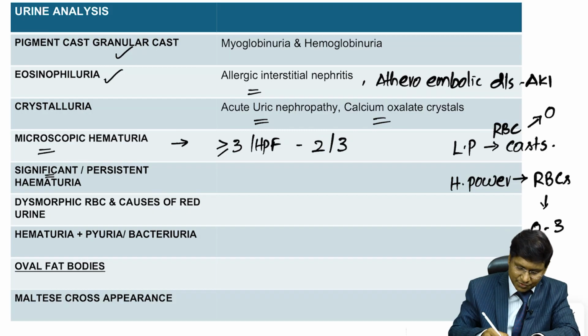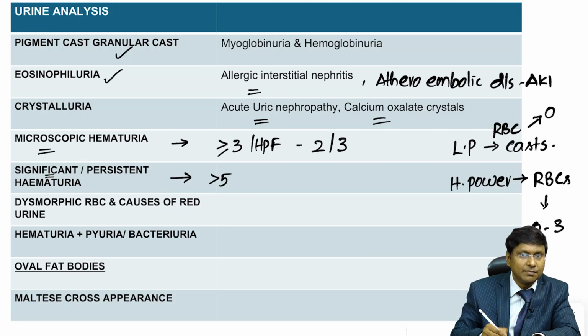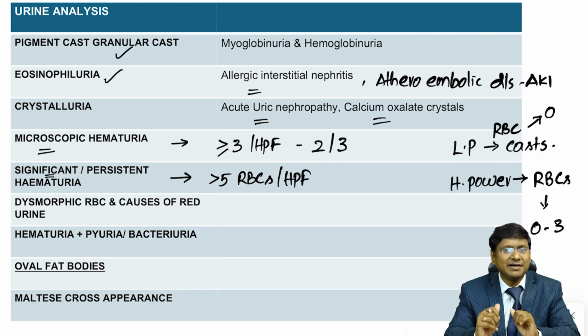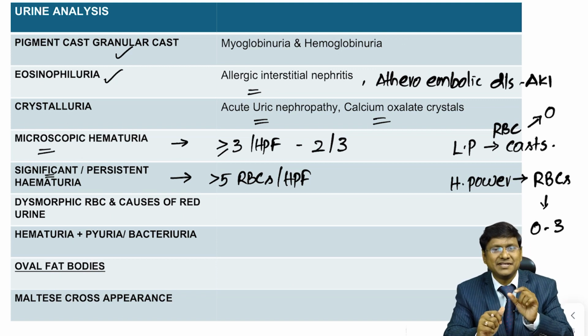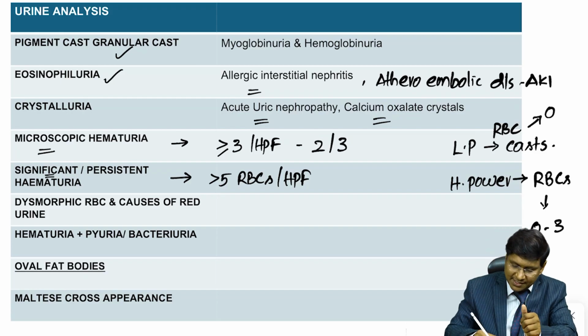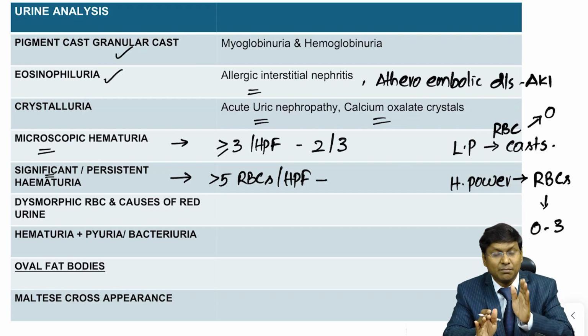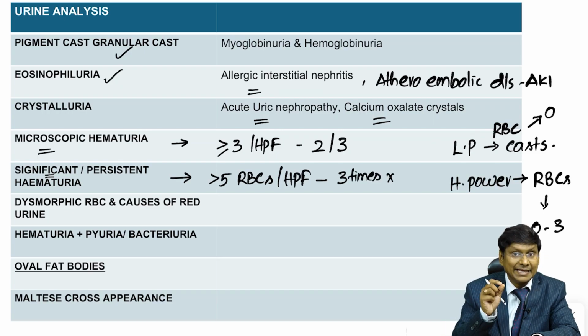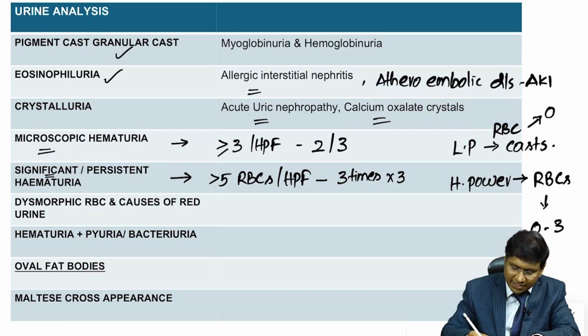Then, when do we use the term significant or persistent hematuria? We use this term when the number of RBCs is more than 5 RBCs per high power field. When there are more than 5 RBCs per high power field, then we consider it as significant or persistent hematuria. And this more than 5 RBCs per high power field should be there around 3 times, in an interval of 3 weeks.